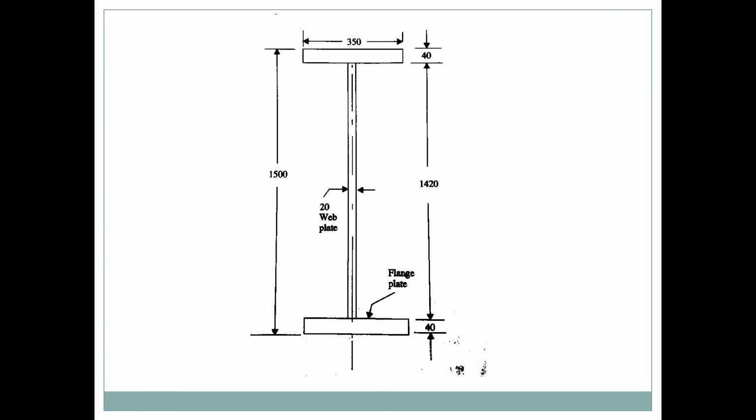So see the diagram, see the I section. Our depth is 1500 mm, we marked it. Then the top flange and bottom flange thickness is 40 mm, that's also marked in our diagram. Then width of the flange is 350 mm, also marked. Then thickness of web plate is 20 mm. So all the values are marked in our I section.